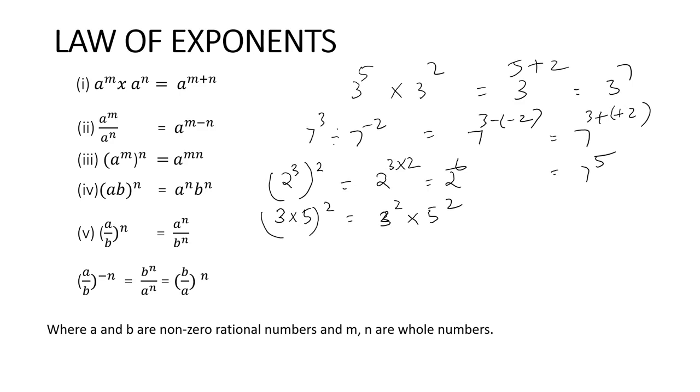Next one is a by b the whole raised to n. For example, 1 by 2 the whole raised to 2. So that means 1 raised to 2 by 2 raised to 2. And if they ask you to evaluate, we can find out the value. 1 square is 1 and 2 raised to 2 means 2 into 2, and that is 4.